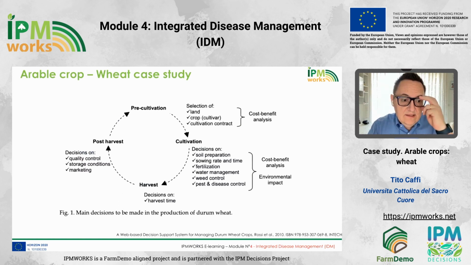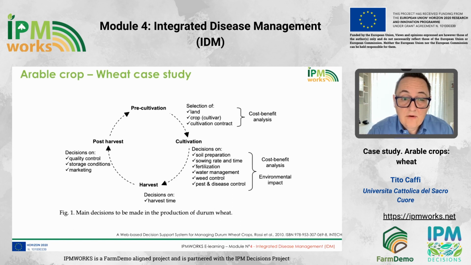If we analyze the production life cycle of wheat, in particular we can focus on durum wheat, we can highlight that we have many different types of decisions we have to take before, during, and also at harvest and after harvest. So we have land selection, the use of resistant varieties when available, the type of cultivation contract for producing durum wheat, and we have a specific cost-benefit analysis that is needed for all these selections.